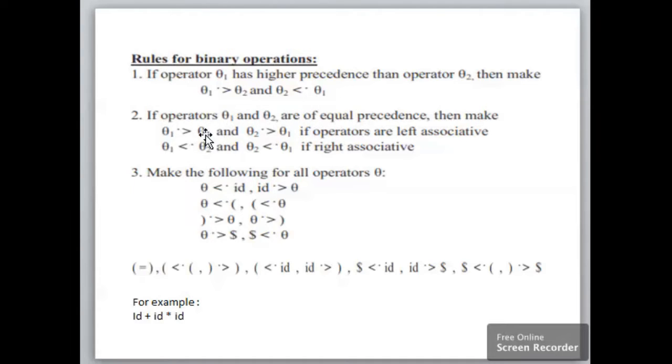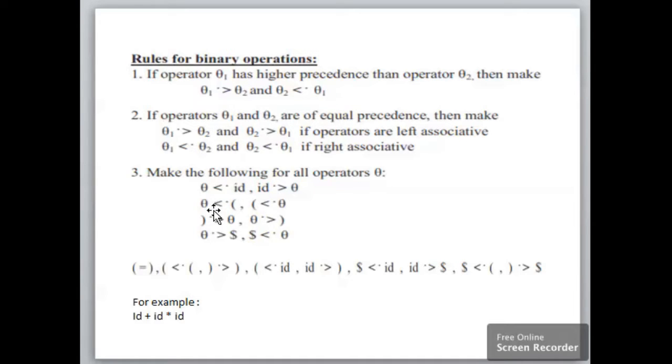In the same way, if I take two operators theta 1 and theta 2 and both of them have the same precedence, for example plus and plus, then I would represent it as ID plus ID plus ID. Both of the plus operators have the same precedence, so we represent it as greater than if it is left associative, and if it is right associative, then the symbol is less than. So greater than represents the same precedence with left associativity, and less than represents right associativity.